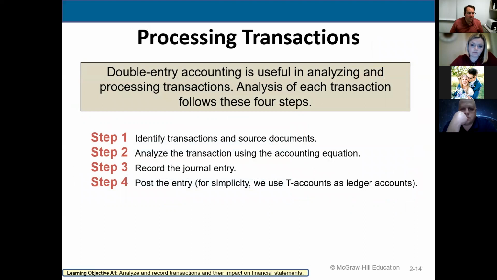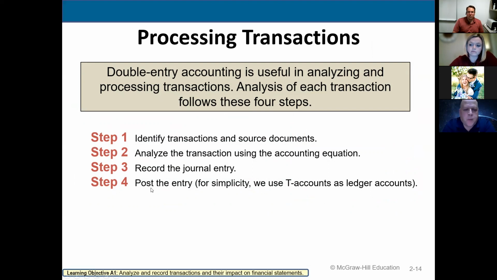All right. So I think this is the part that really matters, and this is kind of the bulk of this little discussion: this process of going through the transactions. Okay, so there's a process. This is how the book explains it, so I want to stick with their process. Their process is that we identify transactions and the source documents. So in real life, that means we would have a receipt or an invoice or something like that as our source documents. Then we would analyze the transaction using the accounting equation, then record the journal entry, and then we post the entry. So that's the 4 steps.